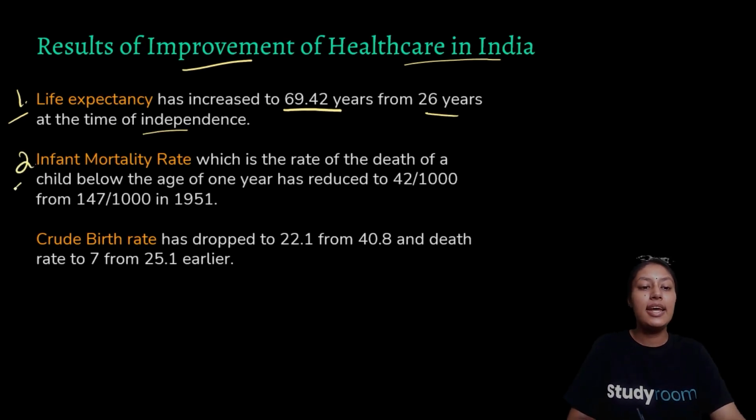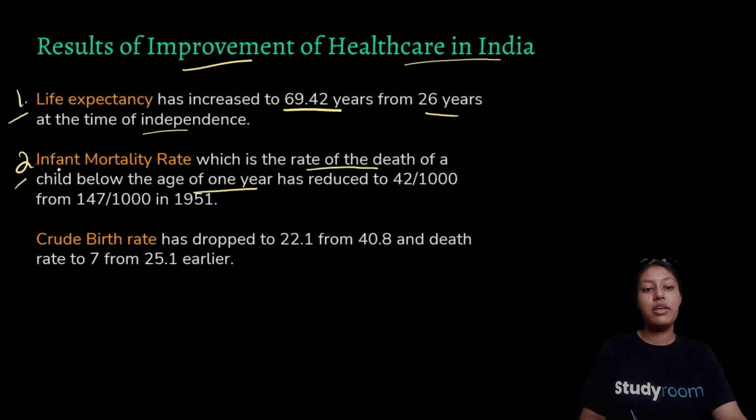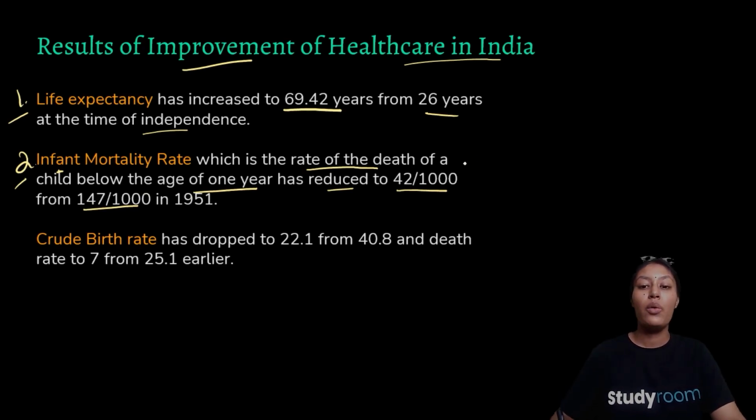The second thing here is the infant mortality rate. Infant mortality rate is the rate of death of a child below the age of 1 year. It has reduced to 42 per thousand children. Earlier it used to be 147 children who died per thousand children in 1951. Now it is just 42 per thousand children, due to the improvement and advancement in the healthcare sector.